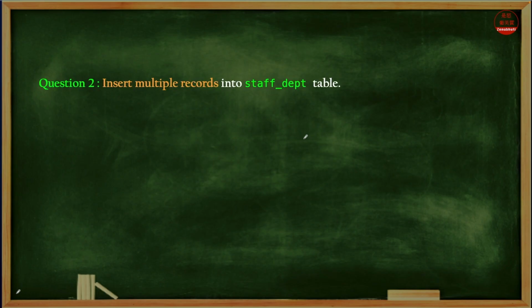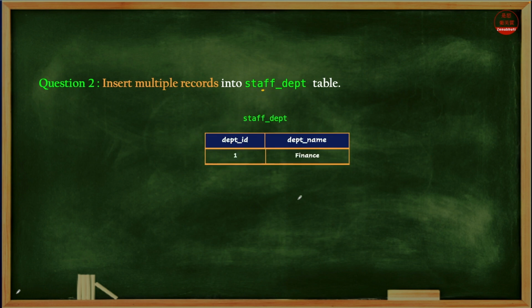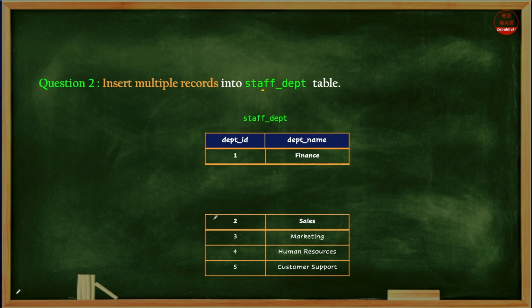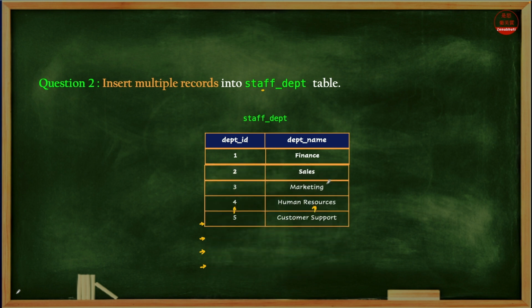Question number two, you're going to insert multiple records to your staff department table. This is your existing table, staff department, and now we are going to add multiple records. We are going to add these different records to department ID column and these values to the department name. Let's see how to do that.